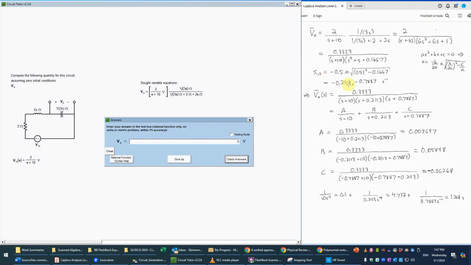So those values on a calculator evaluate to minus 0.2113 and minus 0.7887, and those units would be inverse seconds, because remember, this is a complex frequency, which means it's per unit time.